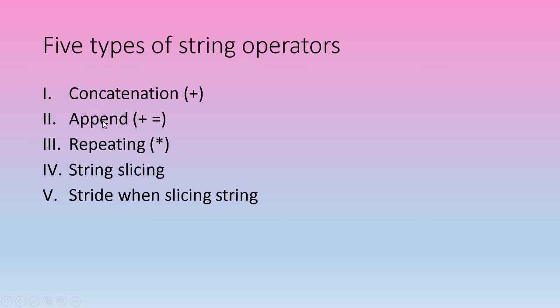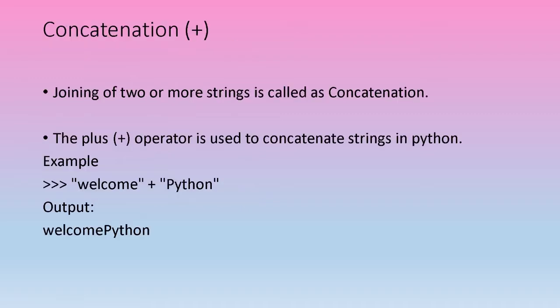They are concatenation, append, repeating, string slicing, and stride when slicing the string. For concatenation you have the plus sign, for appending plus equal to, and for repeating the asterisk. Now we will discuss these operators in detail.